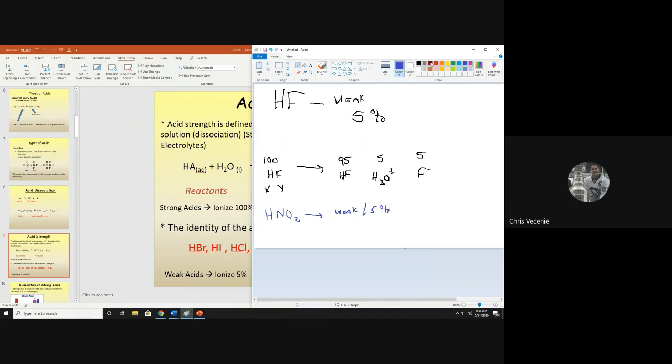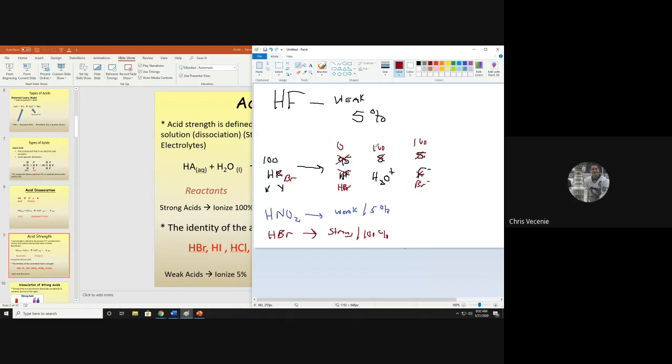If I gave you something like HBr, you would look, HBr is on the list. It's a strong. It breaks down 100%. So if I just change this F to a Br, everything's different. I would have 0 HBrs together at the end, and I would get 100 H3O pluses and 100 Br negatives.